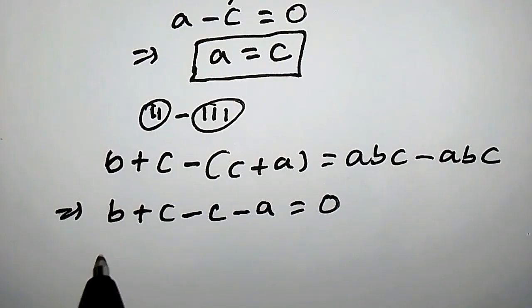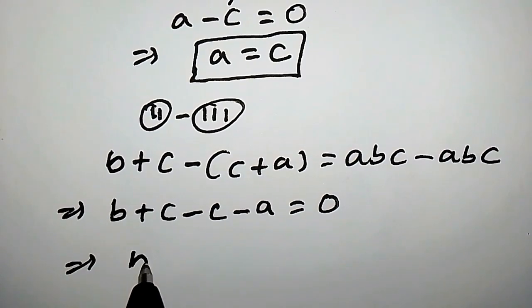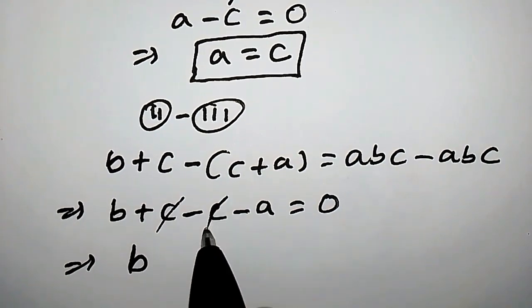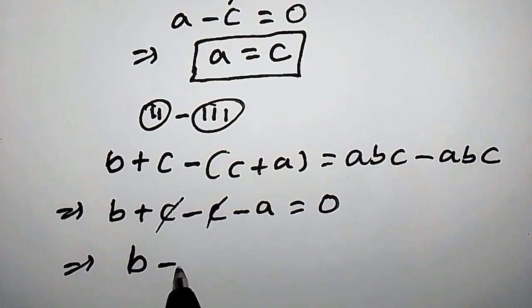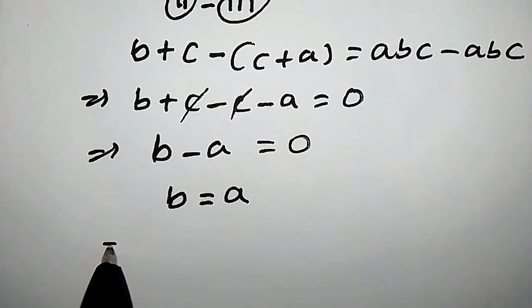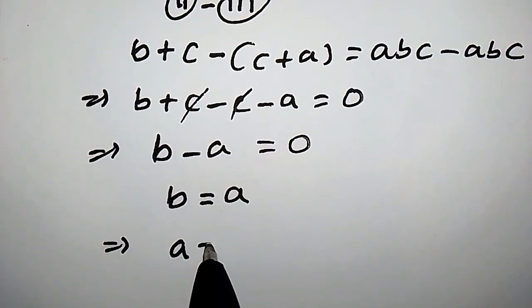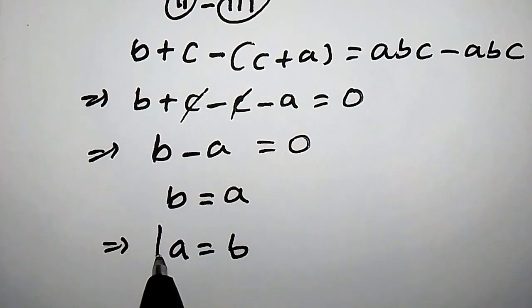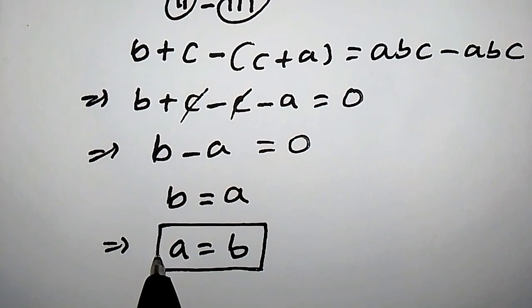Let's proceed further. This means that we have B, C minus C, that goes. We are left with minus A equal to 0. Clearly, B is equal to A, which also means that A is equal to B. Take note of this.